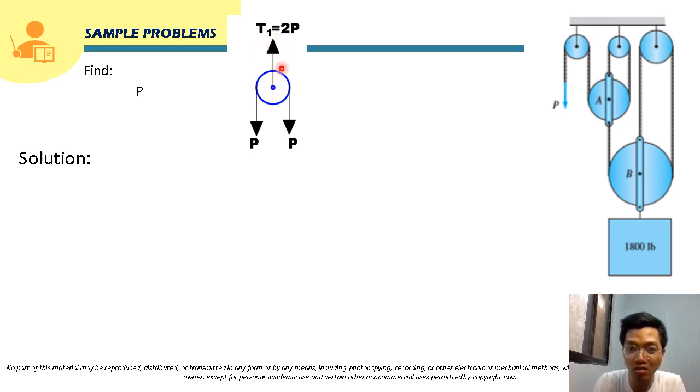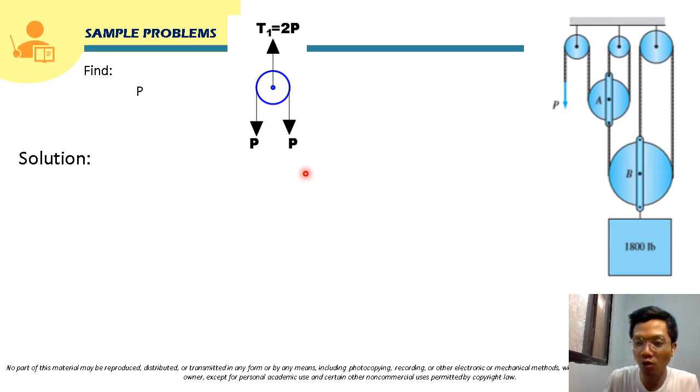It should be upward so that it can support this pulley, no? So we will name this as T1. And as we know, this T1 will just be 2P, since if we sum up forces vertical here, T1 will just be equal to P plus P. So that will be 2P.